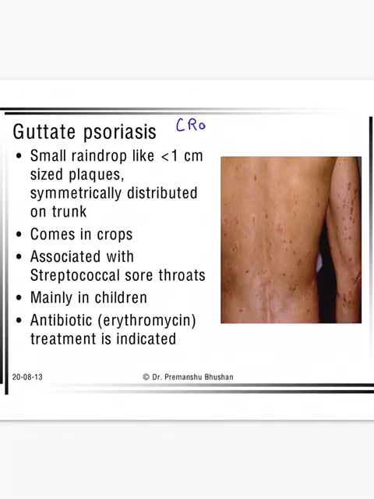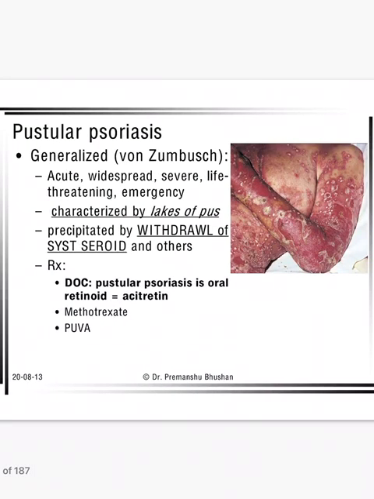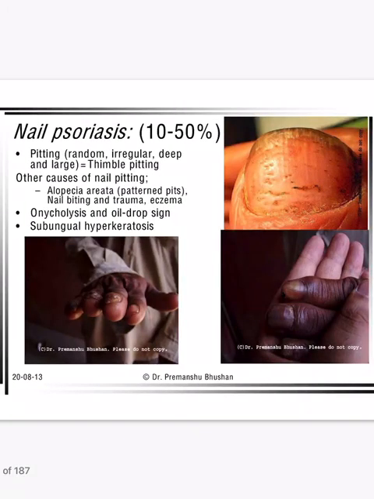Now coming on to guttate psoriasis, this is known as raindrop psoriasis, guys. Okay, so it looks like small raindrops, guys. It is associated with streptococcal infection, guys. Okay, erythromycin treatment is indicated, guys. Now coming on to the pustular, if there is generalized pustular psoriasis of pregnancy, this is known as von Zumbusch disease. It is characterized by lakes of pus appearance, guys. Okay, it is precipitated if you withdraw systemic steroid. And what is the treatment of choice, guys? It is acitretin, methotrexate, and psoralen plus UVA, guys.